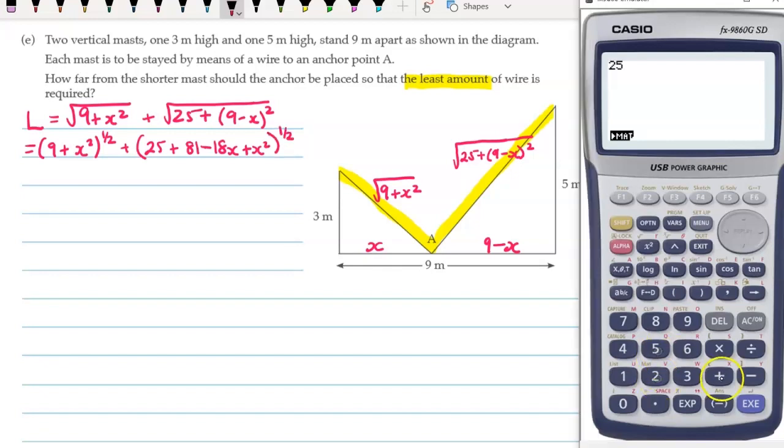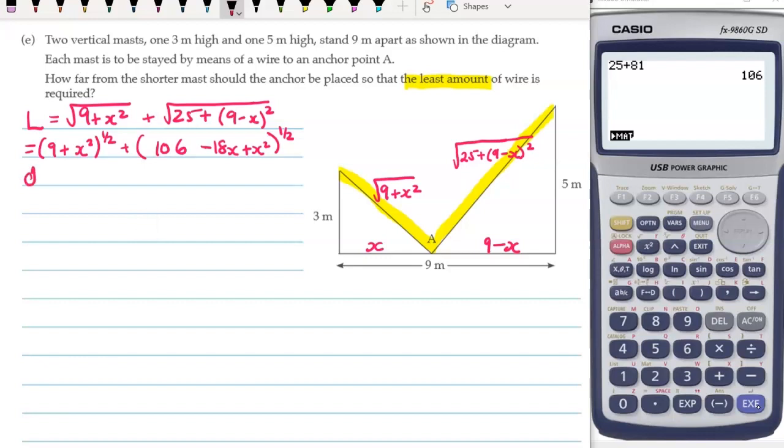And the 25 plus 81 is going to give me 106. So we can replace that with a 106 just there. Okay, now we can differentiate dl by dx. Well, this first one will be half, 9 plus x squared to the minus a half, and then times by the derivative of the inside, which is 2x.